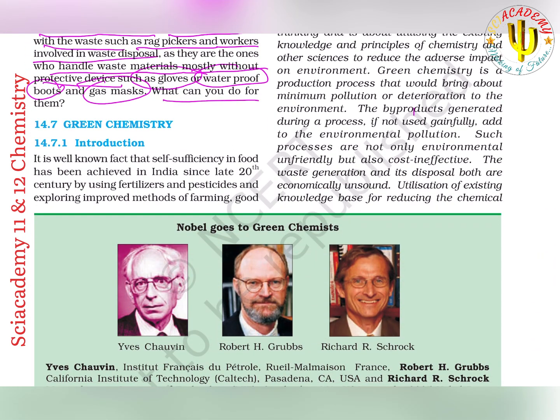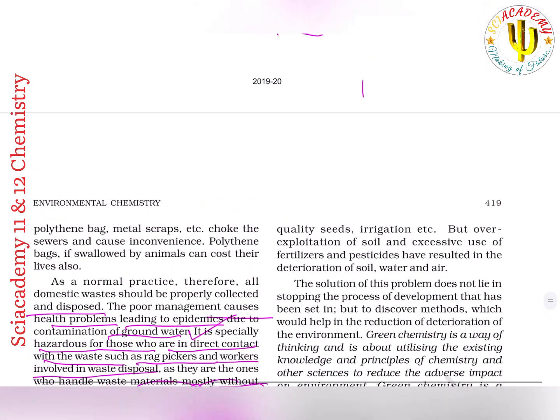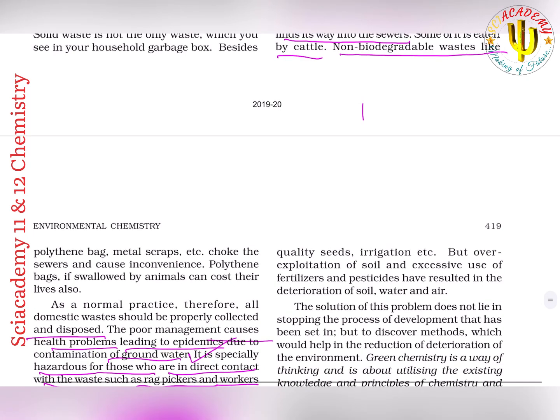14.7 Green Chemistry. 14.7.1 Introduction. It is a well known fact that self-sufficiency in food has been achieved in India since late 20th century by using fertilizers and pesticides and exploring improved methods of farming, good quality seeds, irrigation, etc.